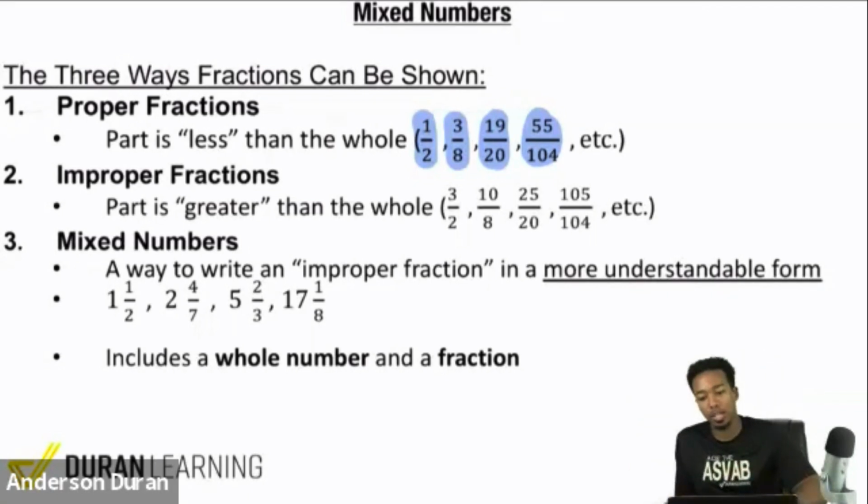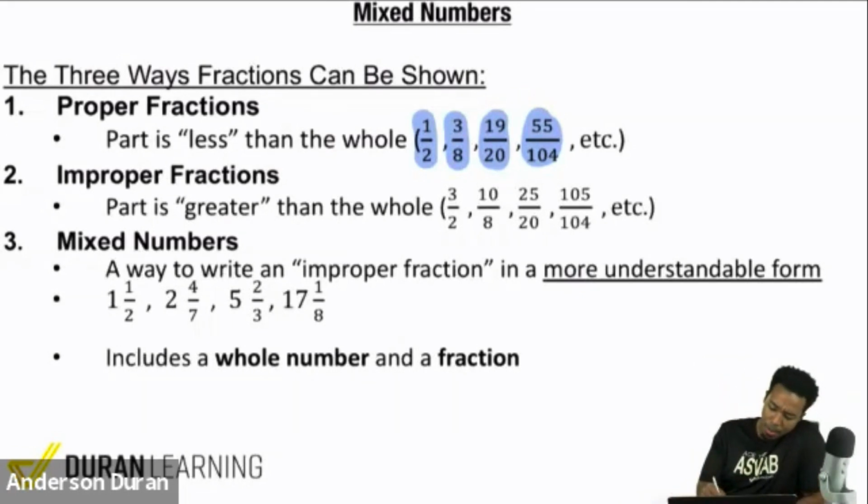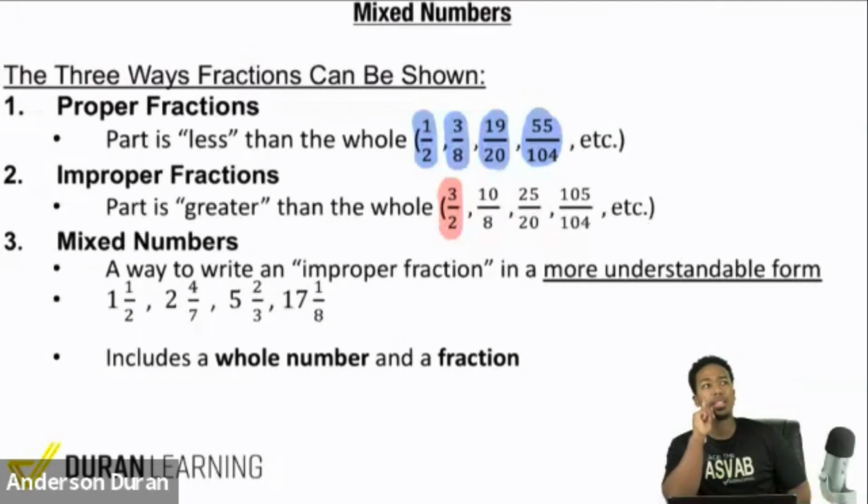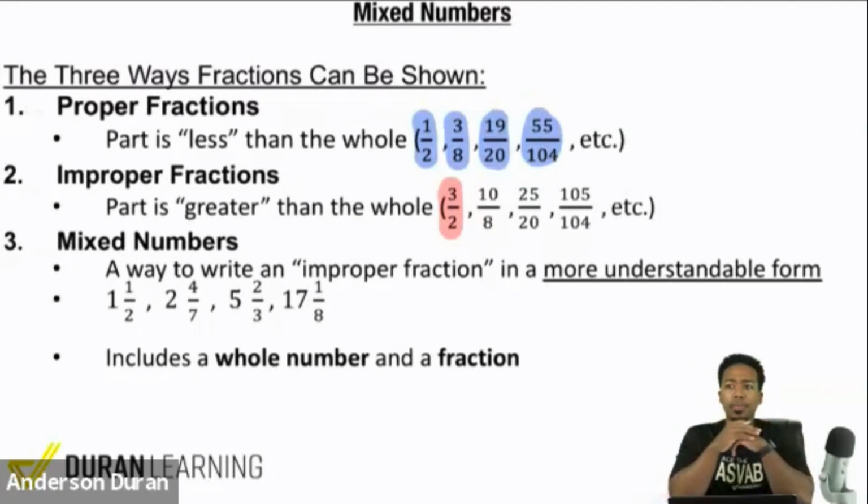Now, let's talk about improper. An improper fraction, look, the part is greater than the whole. That's it. The part is greater than the whole. So, for example, let's take a look at 3/2 over here. Think about it like this.